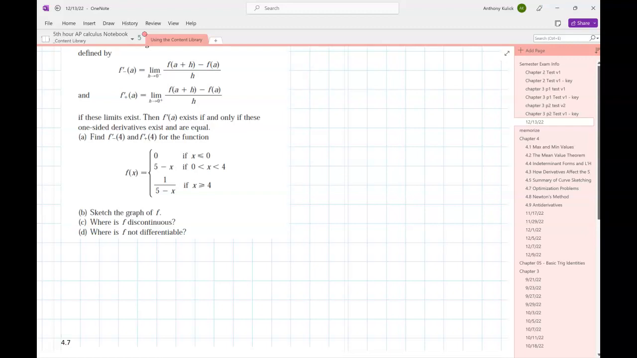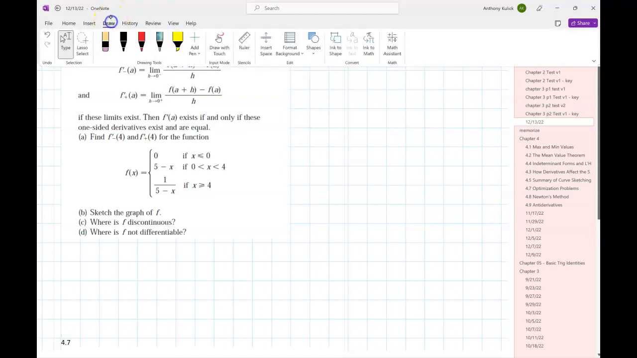So it says find f prime sub negative of 4, the left-hand derivative at 4, and the right-hand derivative at 4 for the function. And then sketch the graph of f, find out where f is discontinuous and where f is not differentiable. So another piecewise function.